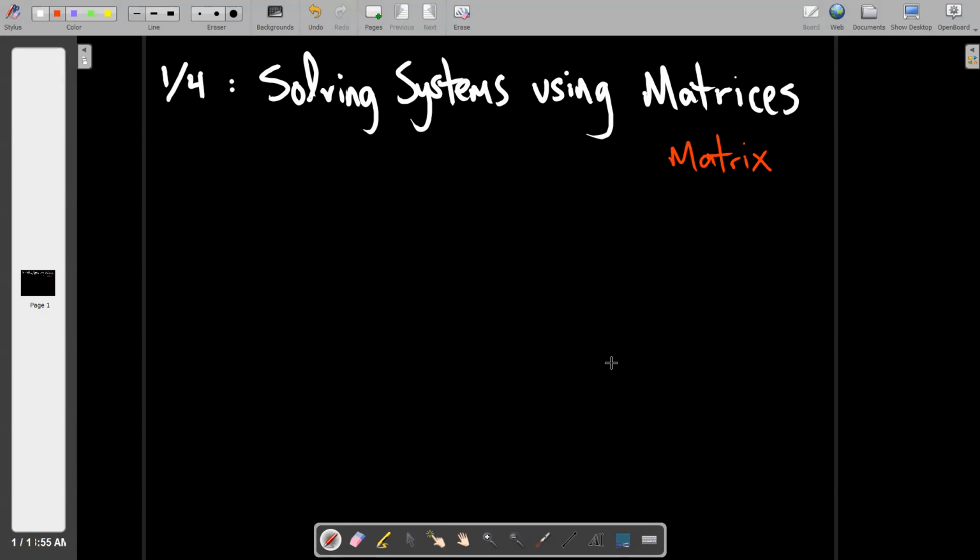But today, my mission for the day is, 30 minutes from now, I want these kids to be able to solve a system by row reducing a matrix. That's the goal. So it's not going to make sense for a few minutes. Just ride along with me, and then the light will come on and you'll be like, okay, I'm good to go.